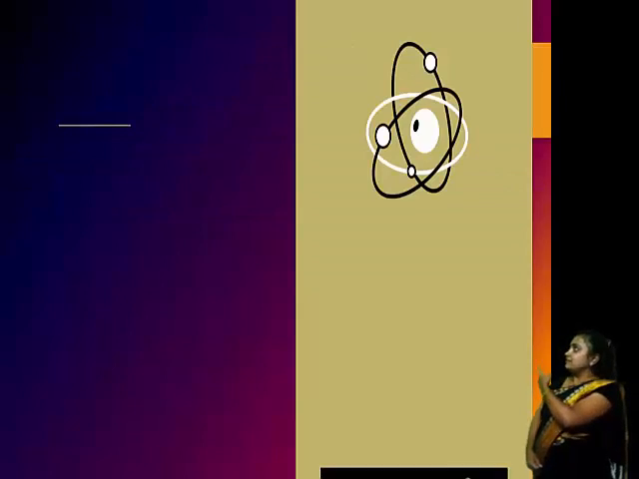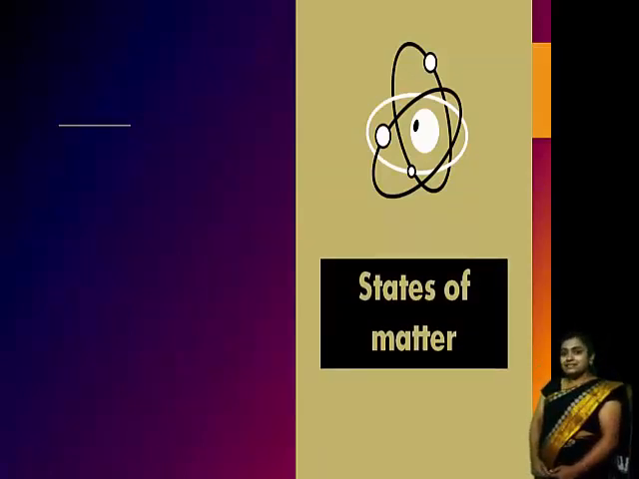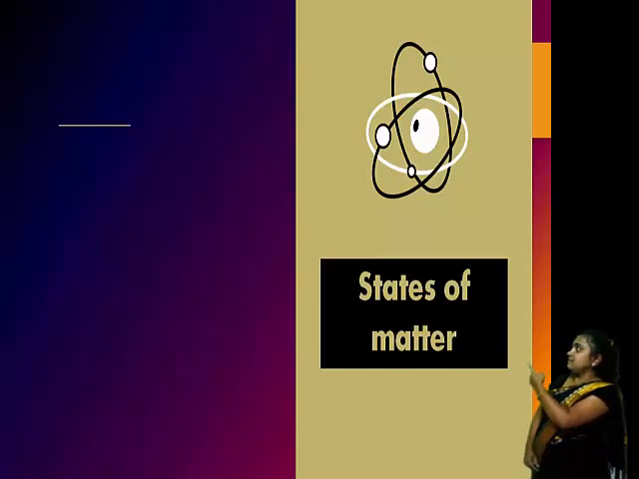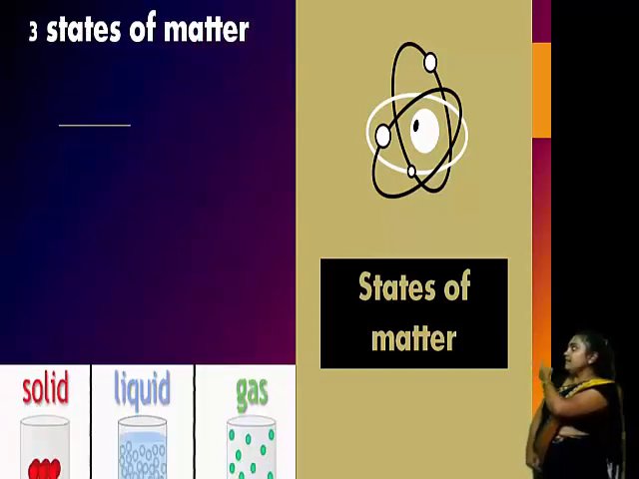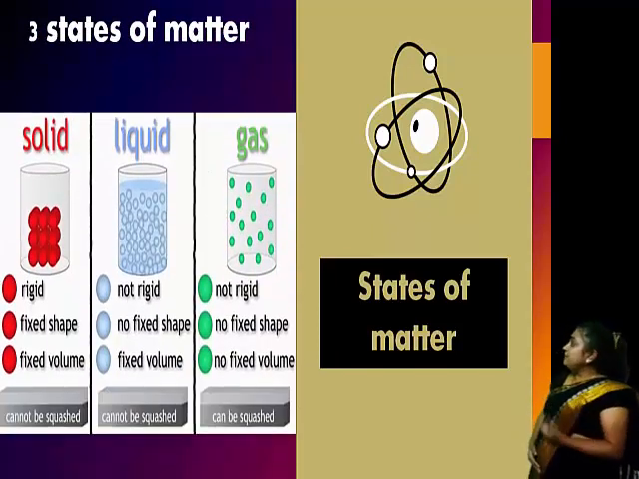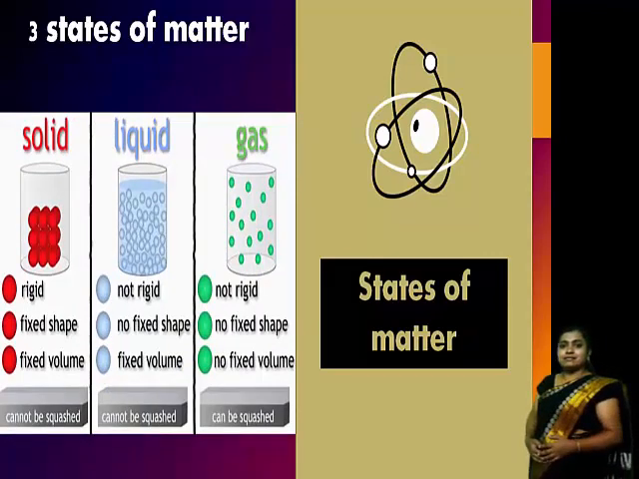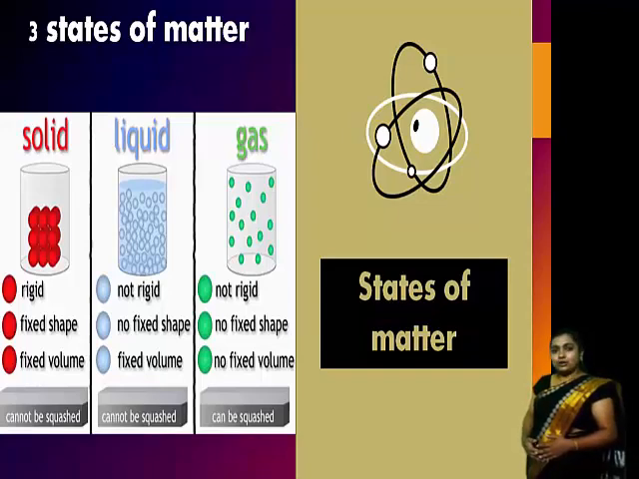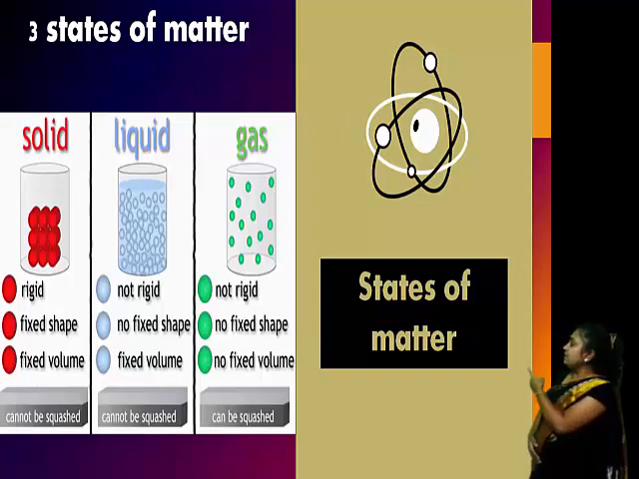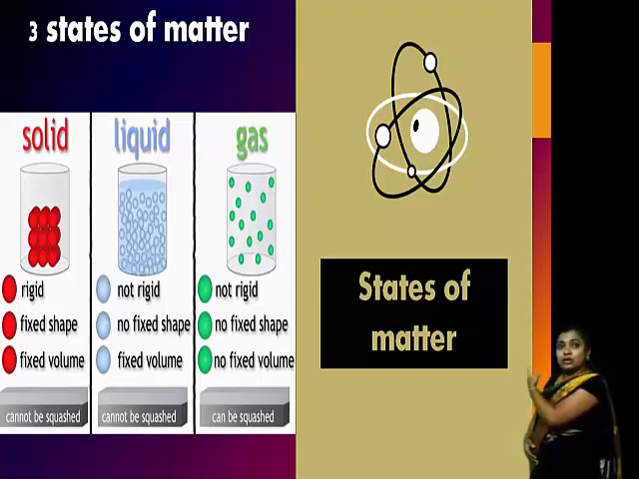States of matter. The matter is divided into three states: solid, liquid and gaseous. What is the basic difference between solid, liquid and gaseous? It is the arrangement of atoms and molecules. In solids, atoms are very close to each other. In liquids, they are separated by a small distance, and in gases, they are far away from each other.